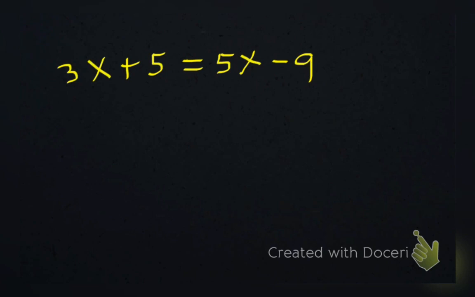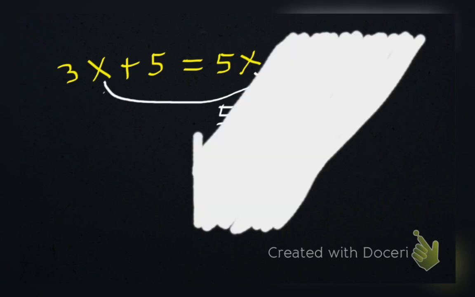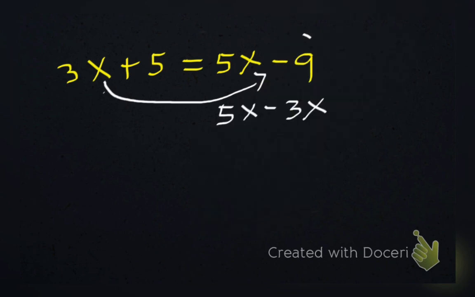Alright, let's move on to our next example. 3x plus 5 equals 5x minus 9. Again, we have like terms, so we are going to move our numbers to one side and separate our x variable on the other side. So we have our like terms, 5x and 3x. So moving 3x to the right changes its sign. So 5x minus 3x.